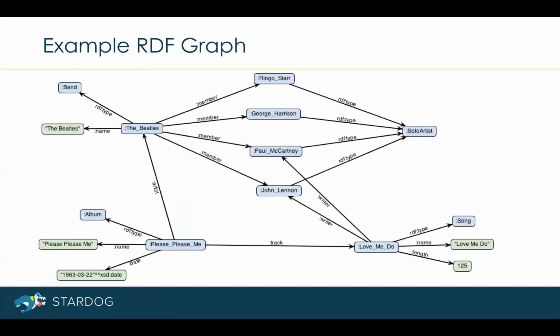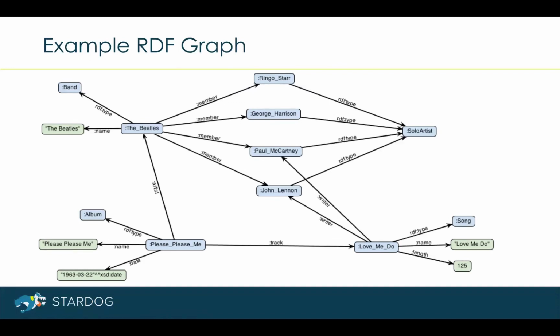So here's an example of an RDF graph. It's just a small snippet from a larger music data set that we have. In a graph, you have nodes that represent the entities and then edges that represent the relationships between them. In this graph, you can see we have a node representing the band The Beatles, nodes that represent each of its members, one of their studio albums, and then a song from that album.